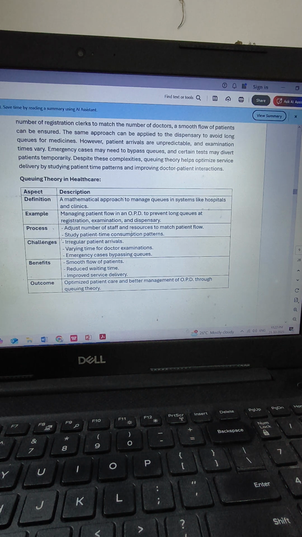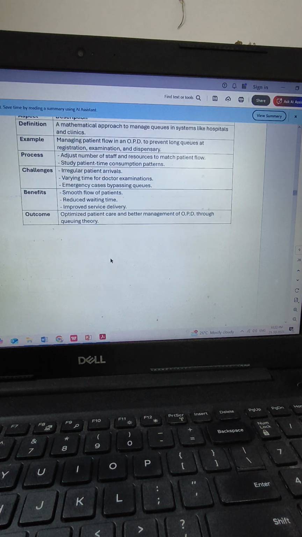Managing patient flow in an OPD to prevent long queues at registration, examination or dispensary. It adjusts the number of staff and resources to match patient flow, and it is also used to study patient time consumption patterns: how much time a patient consumes with a single doctor. The problem with that is irregular patient arrivals, right? You might be thinking, okay, we have 100 OPD patients, let us increase the registration desks. For that day, there could be 100, but we cannot say every day there will be 100 patients, right? And then there is varying time for doctor examinations.